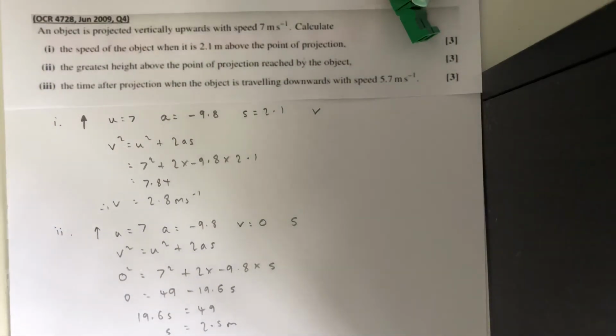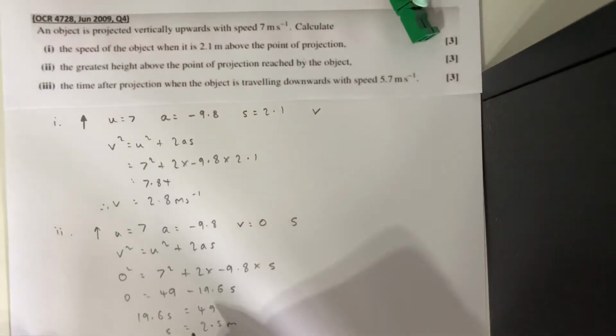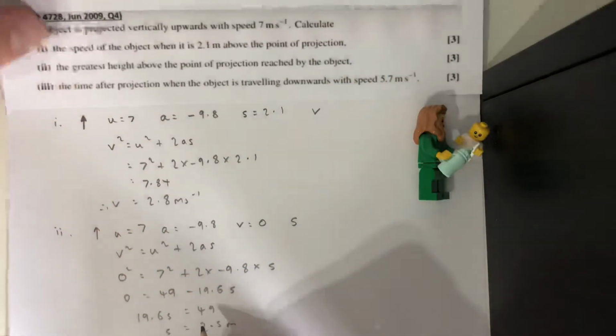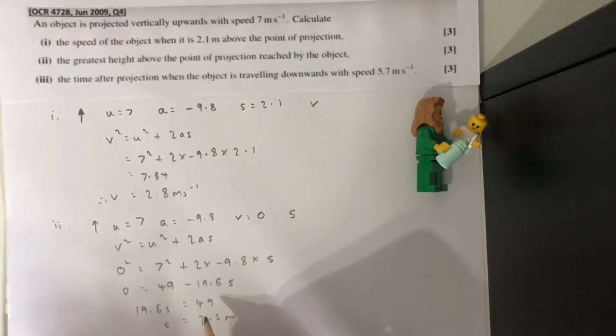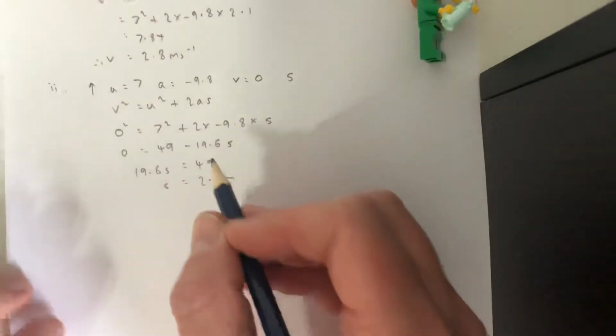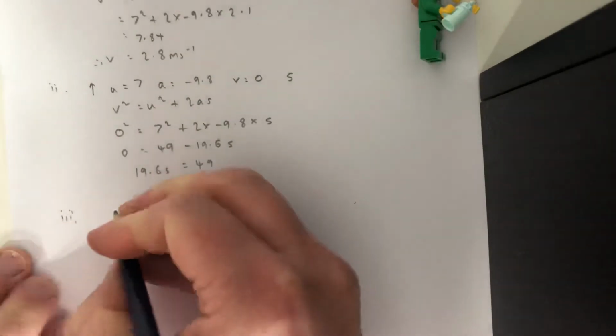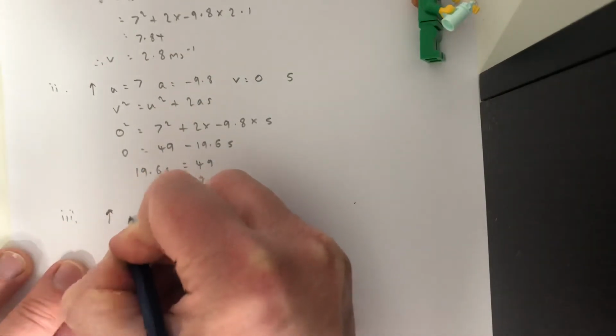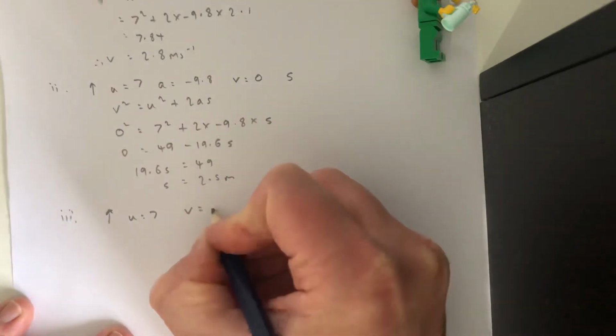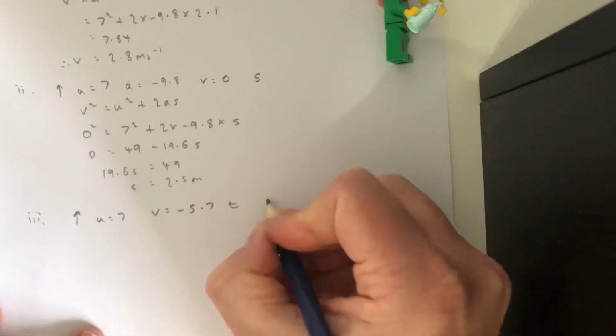Okay, and then the third question, the time after projection when the object is traveling downwards with a speed of 5.7 meters per second. So traveling downwards rather than going upwards, coming downwards at 5.7. So remember, it's all symmetrical when we're firing these things up. So in this case, going upwards initially, we still know u is 7. What we're looking for now is the velocity when the speed is 5.7 coming downwards, so v will equal minus 5.7. We're looking to work out t, and of course we know a is still minus 9.8, that's never going to change.